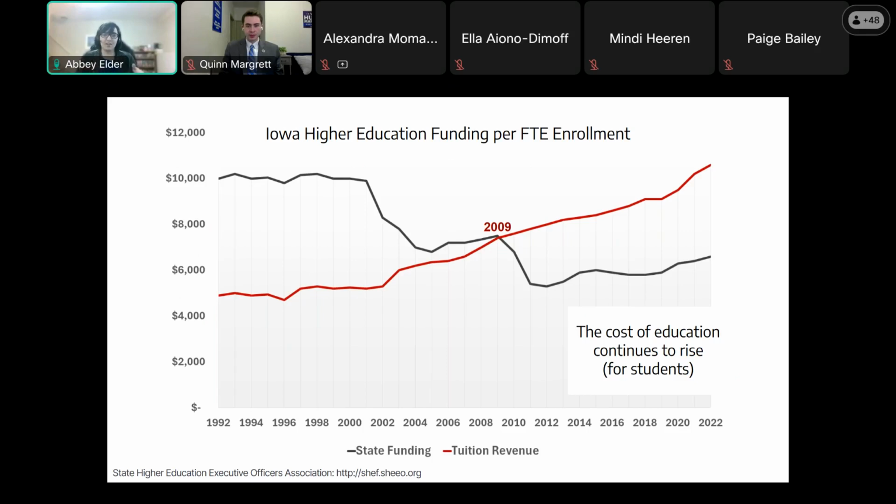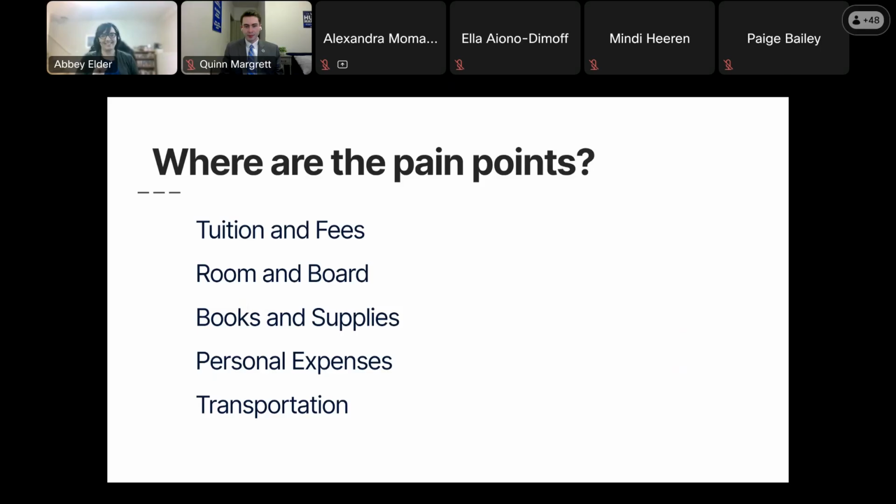There were some slight fluctuations and maybe there's some good things looking up from the last 3 or 4 years, but we don't know if that is going to stay the same. So the cost of education continues to rise and you're taking on a lot of that cost. And it comes out in a few different ways. Slide. The pain points are tuition fees, room and board, books and supplies, personal expenses, transportation. You have to factor in all of these different things. But slide.